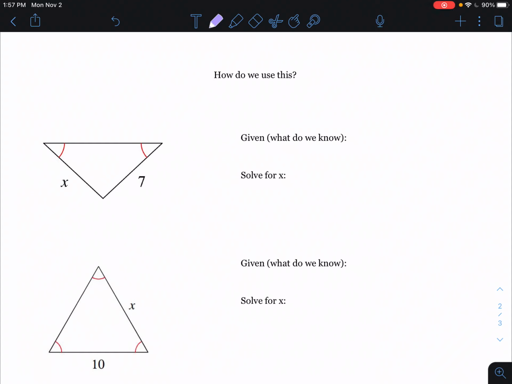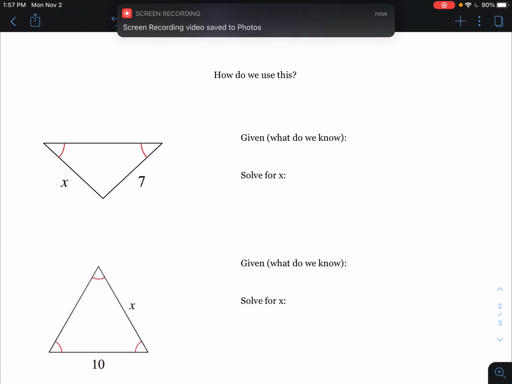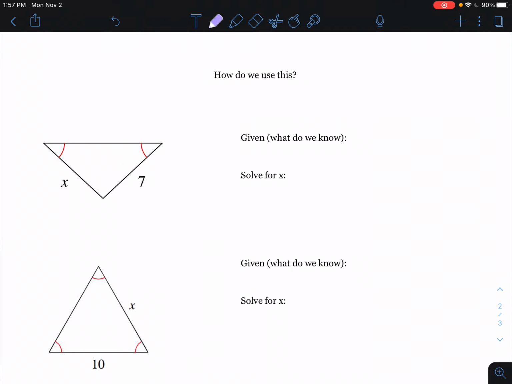All right, so let's talk about how we would use this. Let's take a look at this triangle. We see from the picture that it has two congruent angles. This means that it's an isosceles triangle. And we know that those angles are congruent.